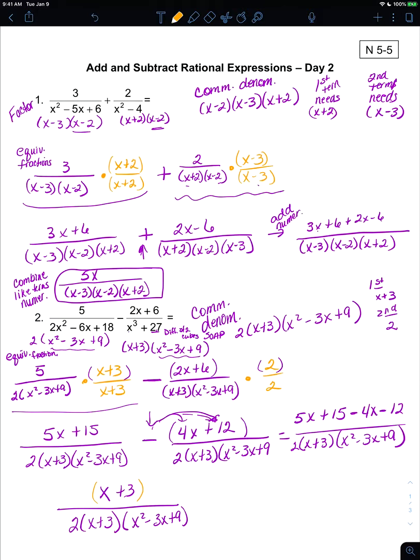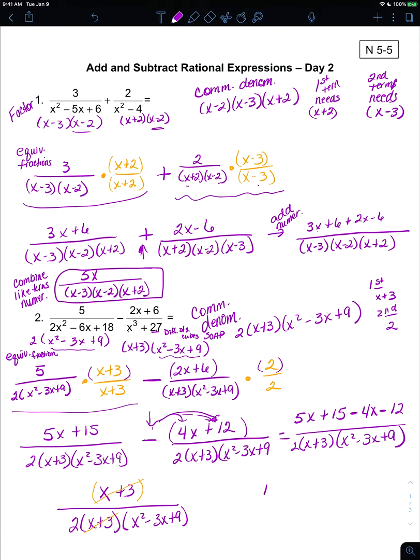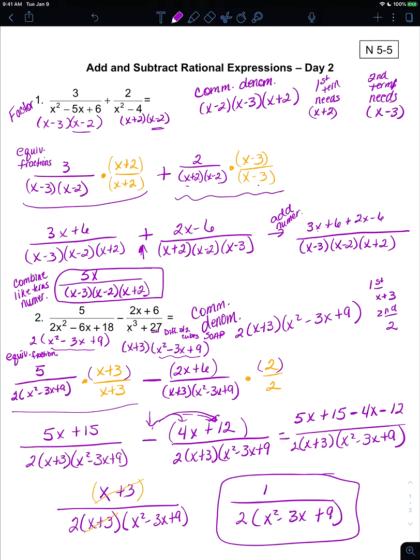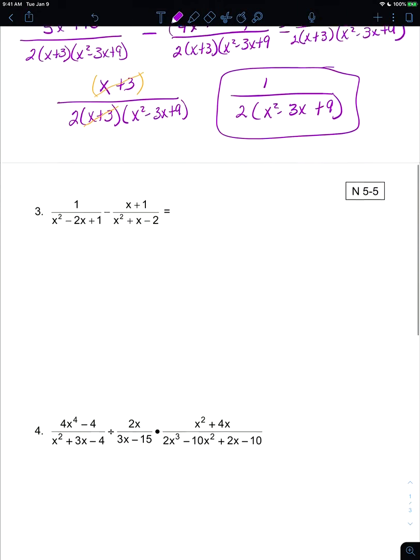And so since those are like terms, then we can reduce that down to a 1, leaving our final answer 1 over 2 times x squared minus 3x plus 9. And that is final answer. And you can always leave that denominator in factored form. So, okay, let's do a couple more.